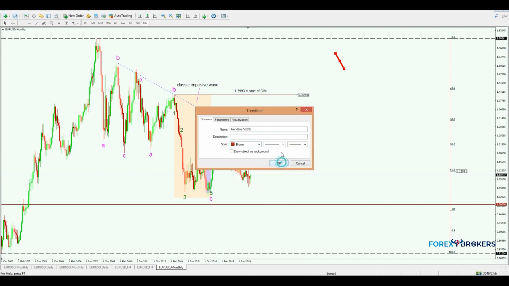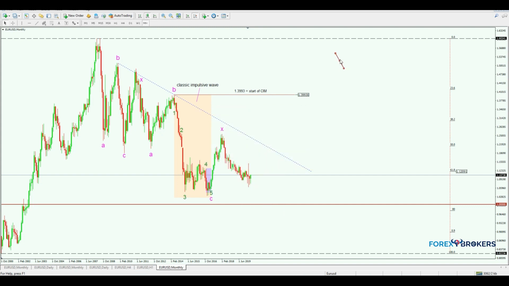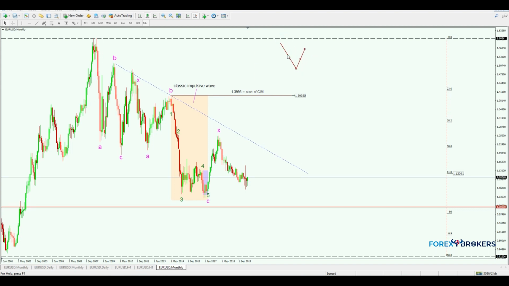And the flat pattern goes like this. You will have a segment where the market makes a move lower, then a pullback that goes beyond 61.8, and then another leg lower that makes a new low.